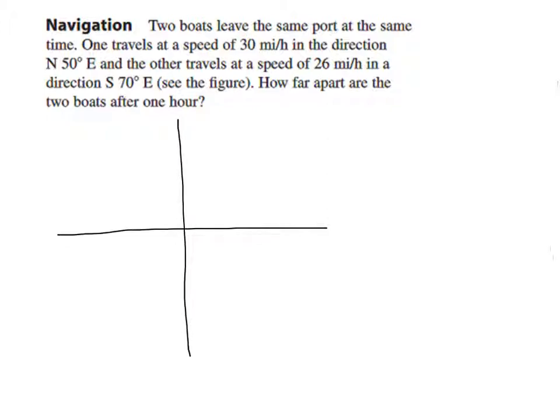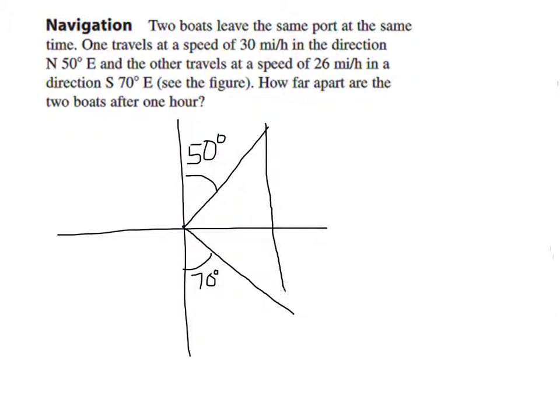So there's my coordinate plane. The first one starts going north, so I think of heading up for north and then going off at 50 degrees east. My second one is headed out south 70 degrees east. And my goal is to figure out how far apart these two boats are after 1 hour. So I could connect those two endpoints and of course have a triangle.